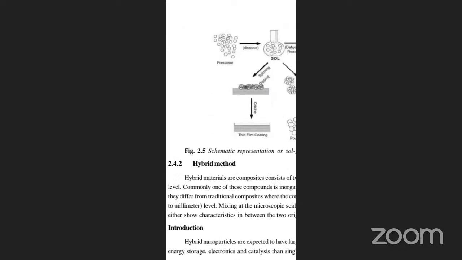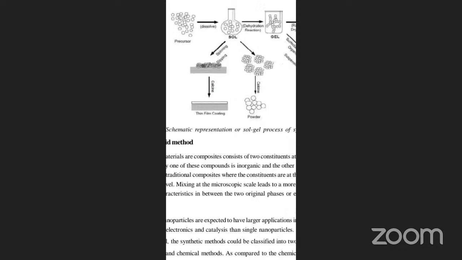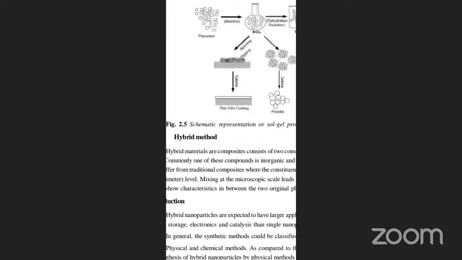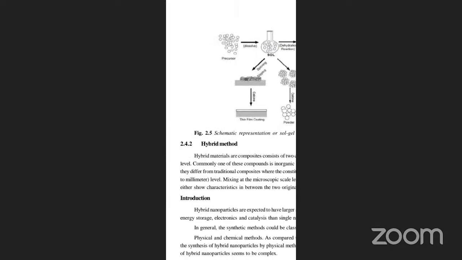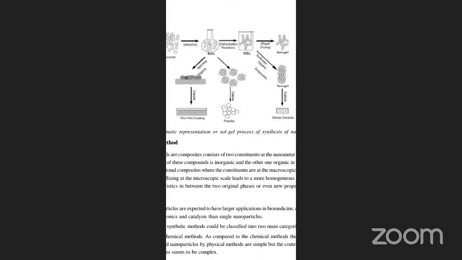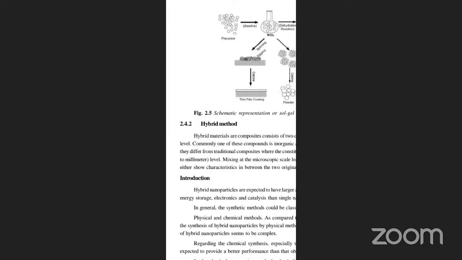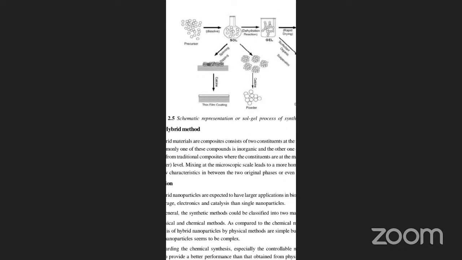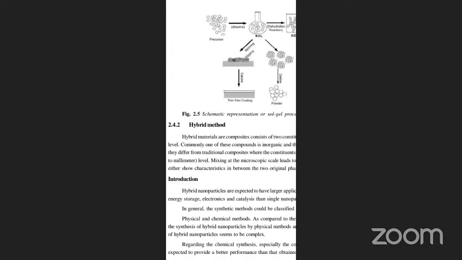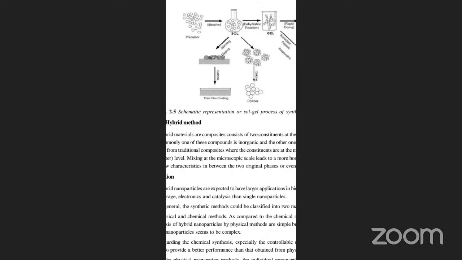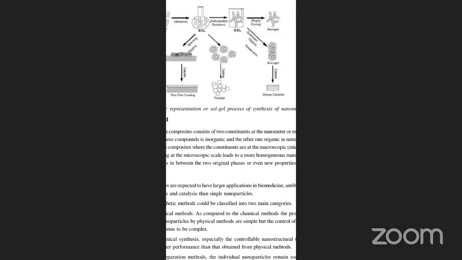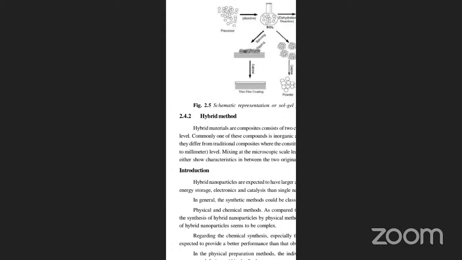Next, hybrid material. Hybrid method. Hybrid materials consist of two constituents at the nanometer or molecular level. Commonly, one of these compounds is inorganic and the other one organic in nature. Thus, they differ from the traditional composites, where the constituents are at the macroscopic and micrometer to millimeter level. Mixing at the microscopic scale leads to a more homogeneous material that either shows characteristics in between the two original phases or even new properties.